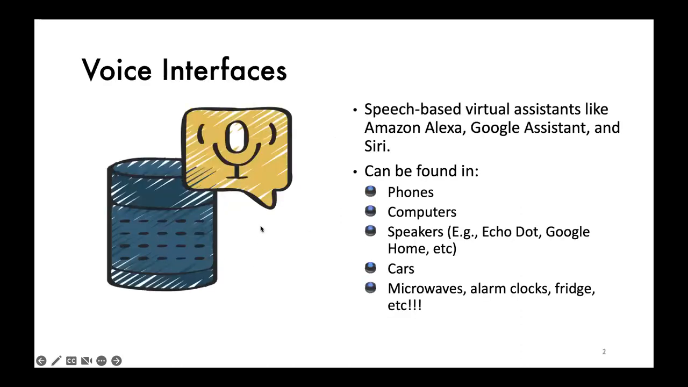Voice interfaces are technologies that take voice as input and use voice as an output. Examples include Amazon Alexa, Google Assistant, as well as Siri, and they can be found in a variety of devices like phones, computers, speakers, cars, and even microwaves, alarm clocks, fridges, etc. So it's safe to say that they are available everywhere.